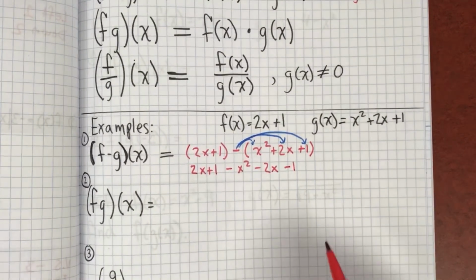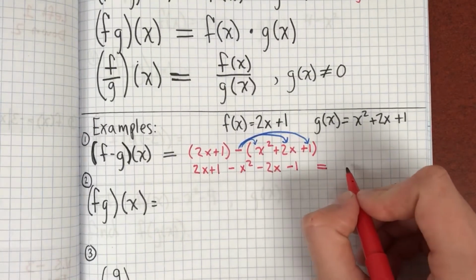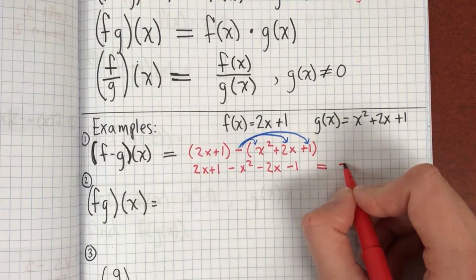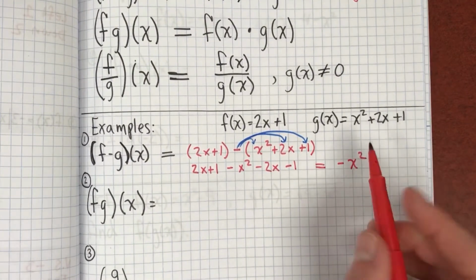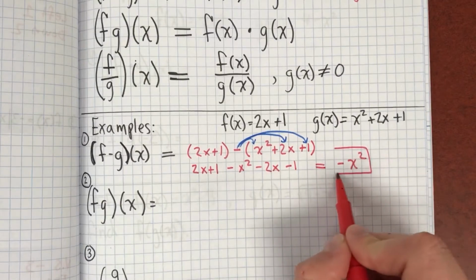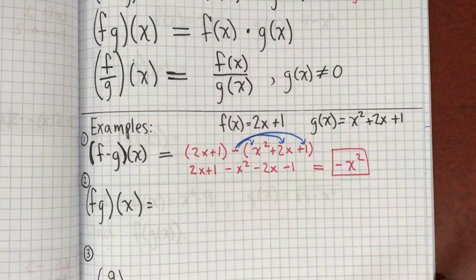All right, and then from that, I can combine any like terms. And actually, with this, the only thing left over is negative x squared. And so that's f minus g of x.